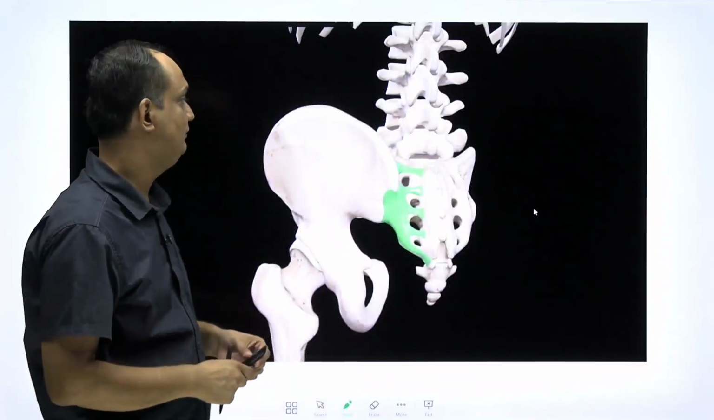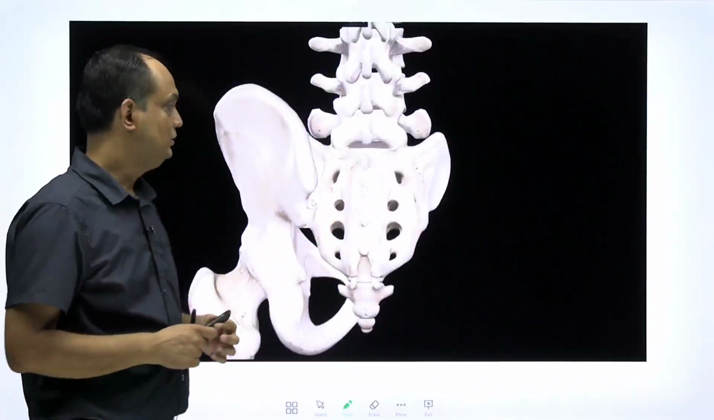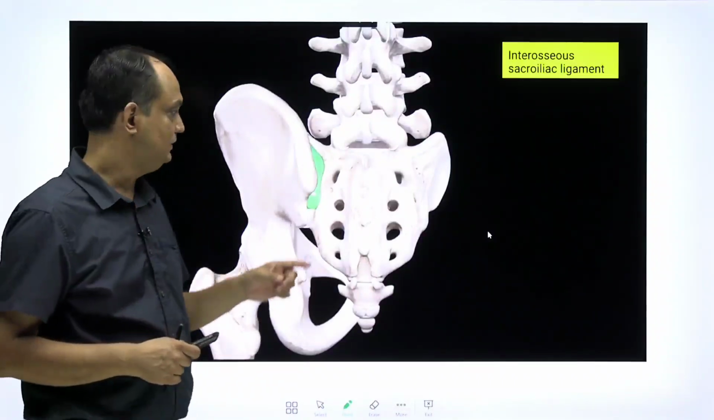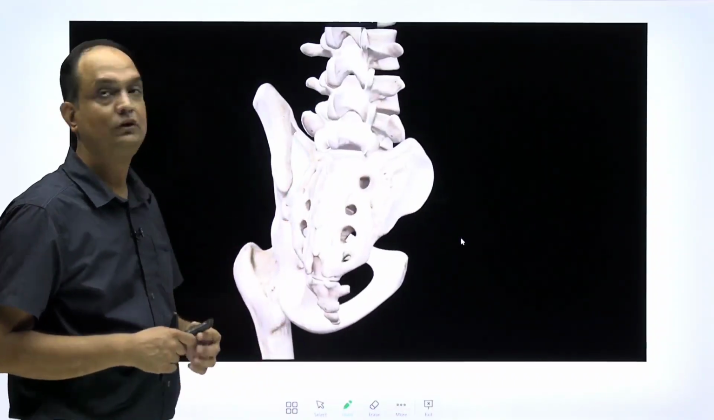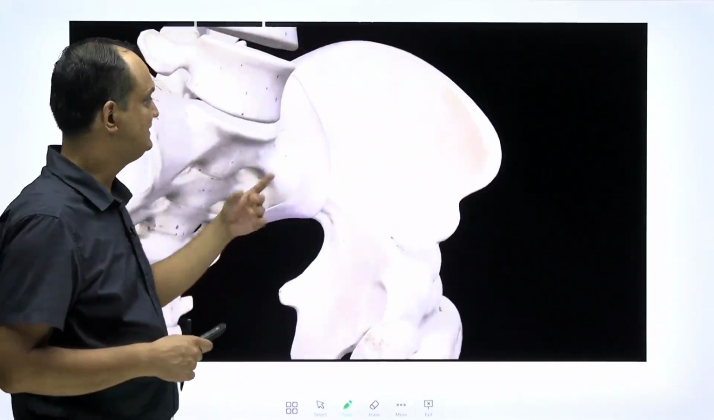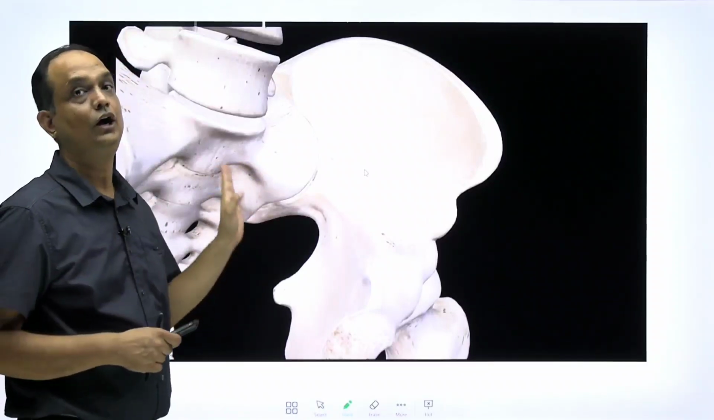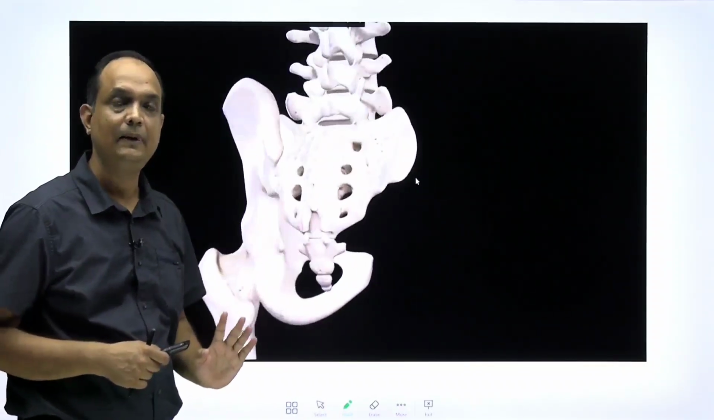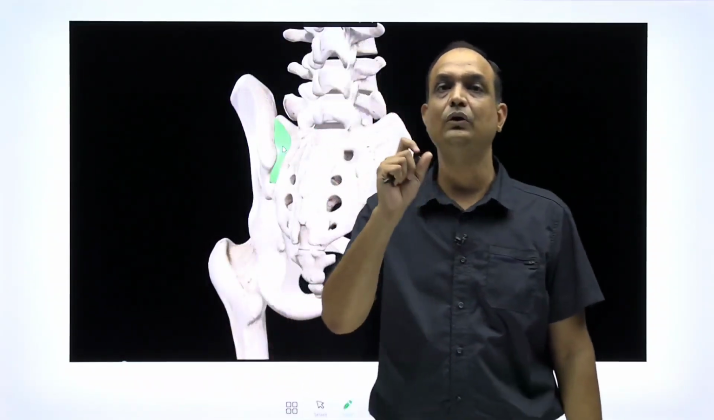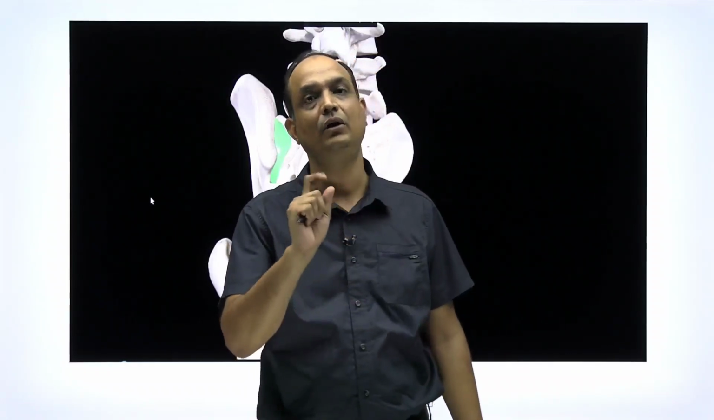So, let us check where we will find it. Suppose I remove this dorsal ligament, you will find deep to it one more green color area. This green band which appears deep to the dorsal ligament is the interosseous ligament. If we do the same thing on the ventral side and remove this ventral ligament, we will not find any other band. So, now it is very clear that the interosseous sacroiliac ligament is present on the dorsal side only.